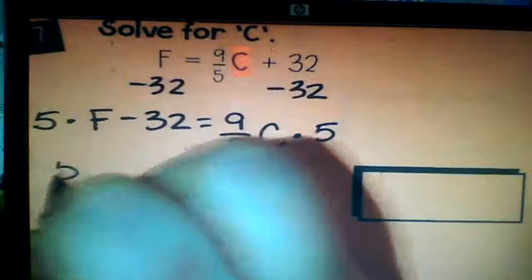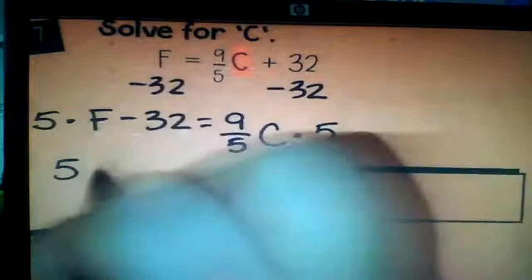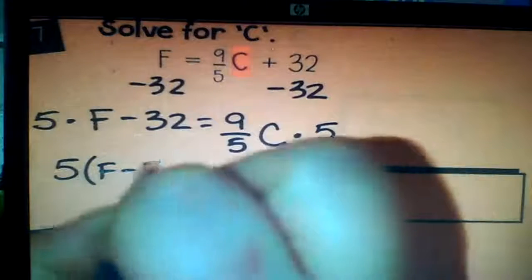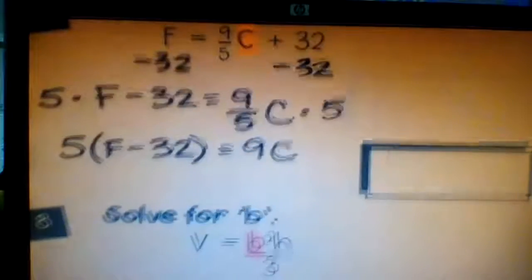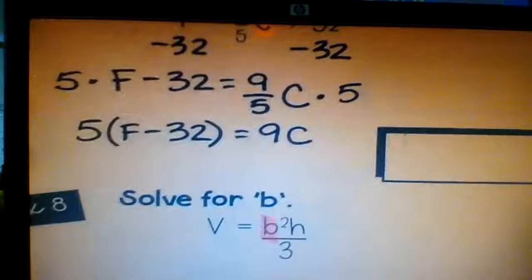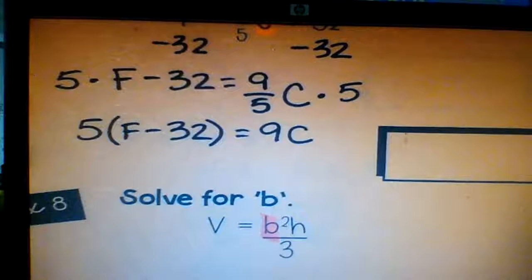When you multiply by 5, don't forget this entire thing has to be multiplied by 5. So I should put it in parentheses. It's not just the F that gets multiplied. It is also that negative 32. It's everything over there. So it has to go in parentheses so you remember that it multiplies against the F and it multiplies against the 32.